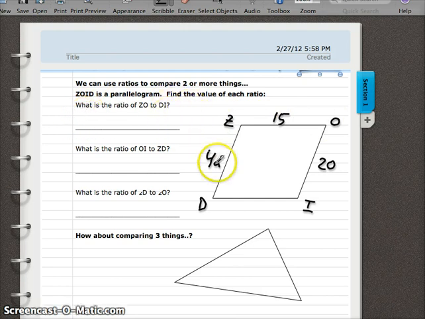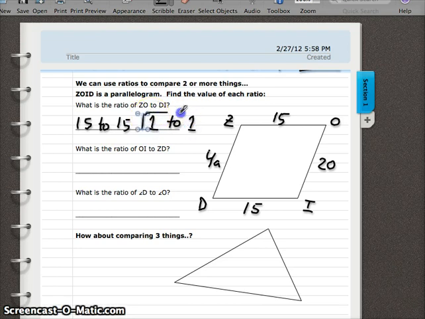So I got 15. Well, what do I know DI is? Well, in parallelograms, opposite sides are congruent, so this is 15 as well. So I have a 15 to 15 ratio. And I'm going to use word form because that's how the question was worded. And then I simplify. Well, 15 over 15 would reduce to 1 to 1, right? So this is a 1 to 1 ratio. That would be my final answer.